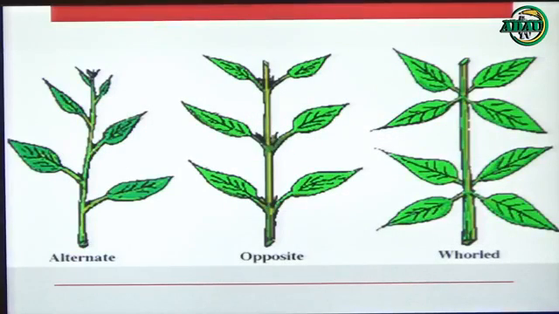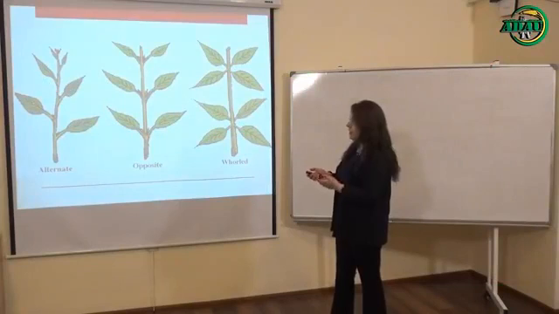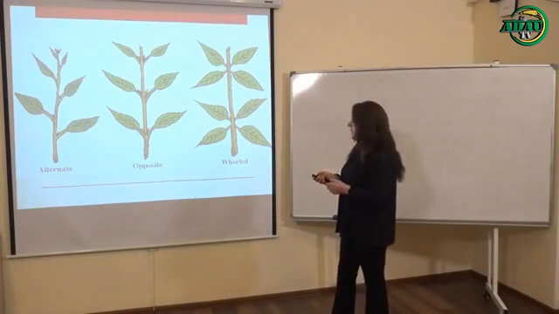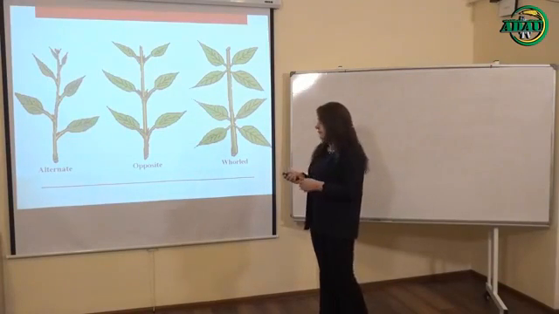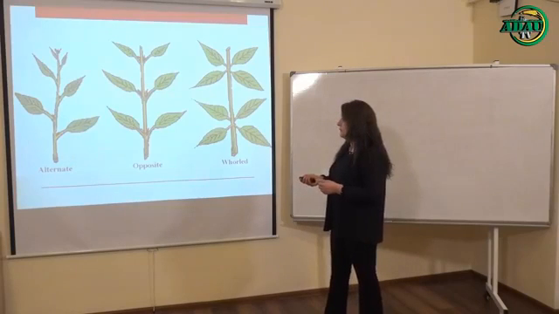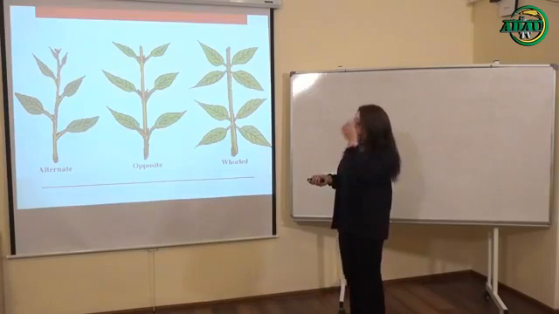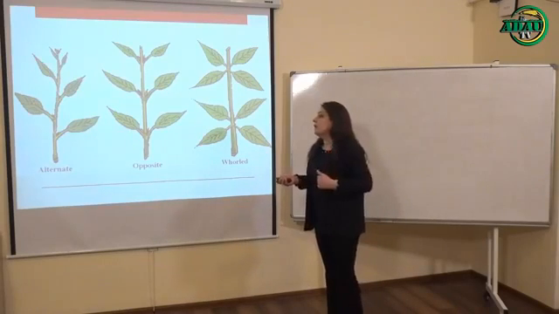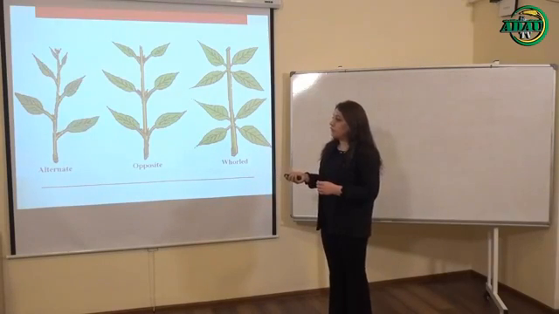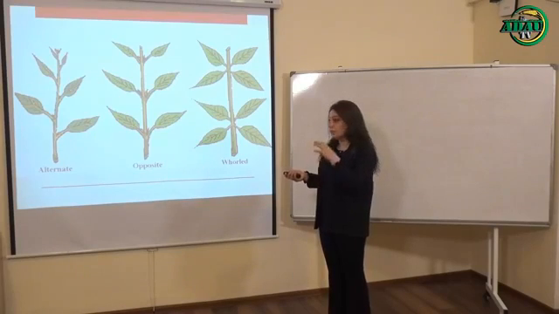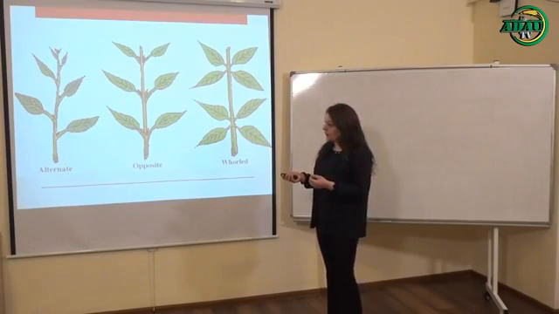Now, about leaf arrangement. Leaves are arranged on the stem in one of 3 various ways: alternate leaf arrangement, opposite leaf arrangement, and whorled leaf arrangement. In alternate leaf arrangement, one leaf grows at each node. One leaf is attached to one node.